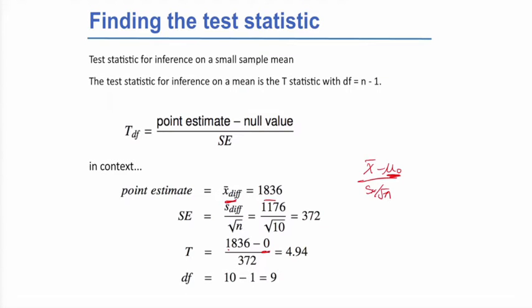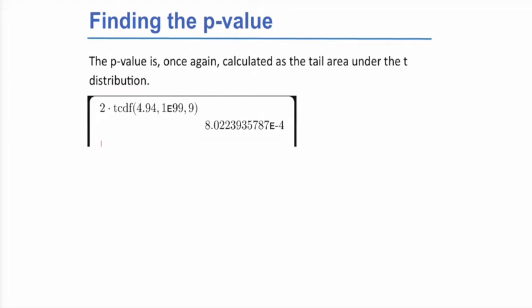Degrees of freedom is 9. All right, null value is 0 because our null hypothesis was that mu diff is equal to 0. So then we find the p-value as the tail area under the t-distribution, right? If this is our t with a mean of 0, we got a t-score of 4.94 and 9 degrees of freedom.